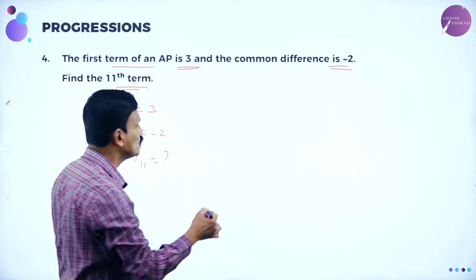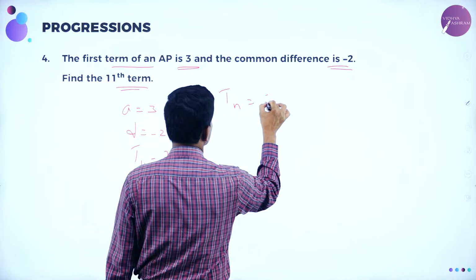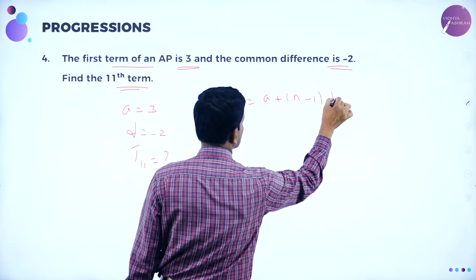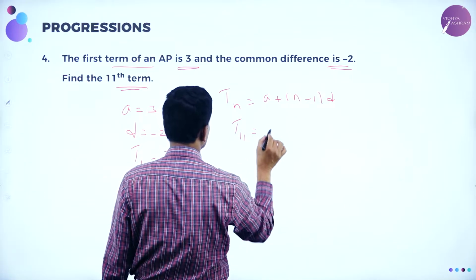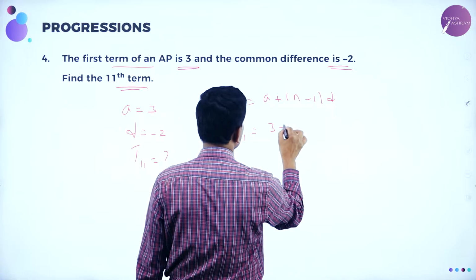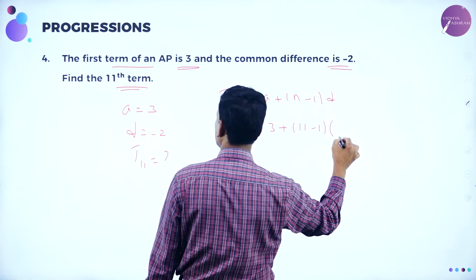So the nth term Tn is equal to A plus n minus 1 into D. Put n is equal to 11. T11 is equal to A, 3 plus 11 minus 1 into D.